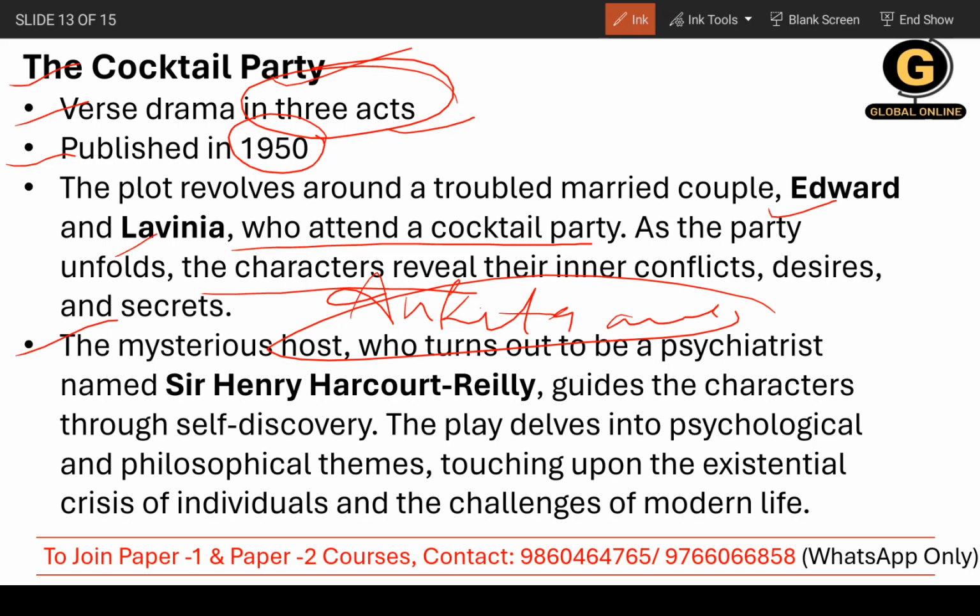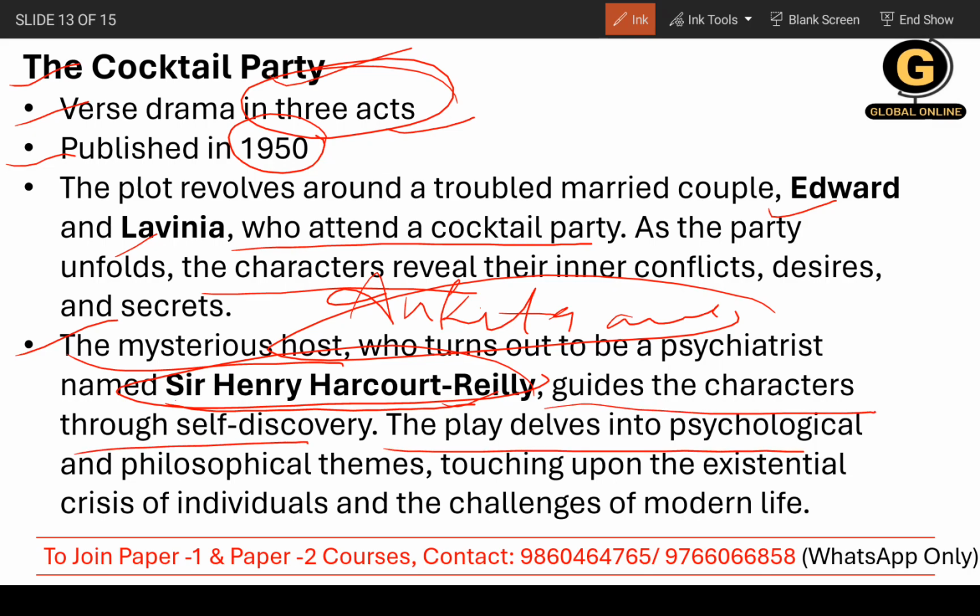Now, second, the mysterious host, and of course also the psychiatrist, because Lavinia was going to him for her own checkups. So Sir Henry Harcourt-Reilly is the character who was also the host of the party and also a psychiatrist. He guides the characters through self-discovery.